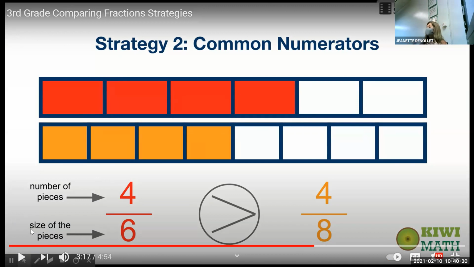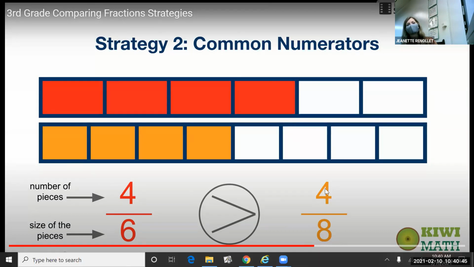And we have a saying that helps us. Remember Ms. Sharp saying, the greater the denominator, the smaller the piece. So when we look at this example, 8 is the bigger denominator, but 8 is a smaller part. When you have to share between more friends, you get a smaller piece.